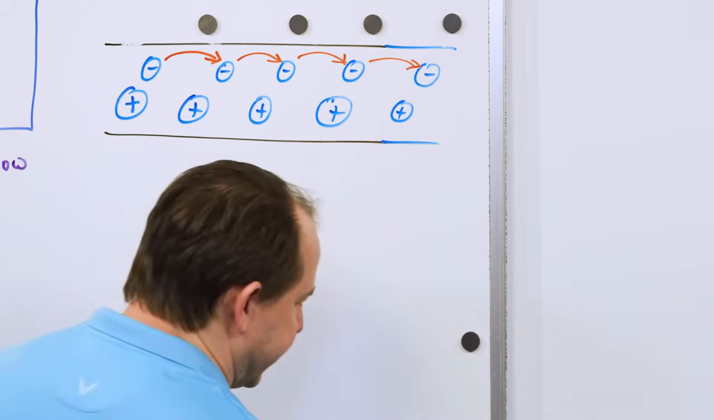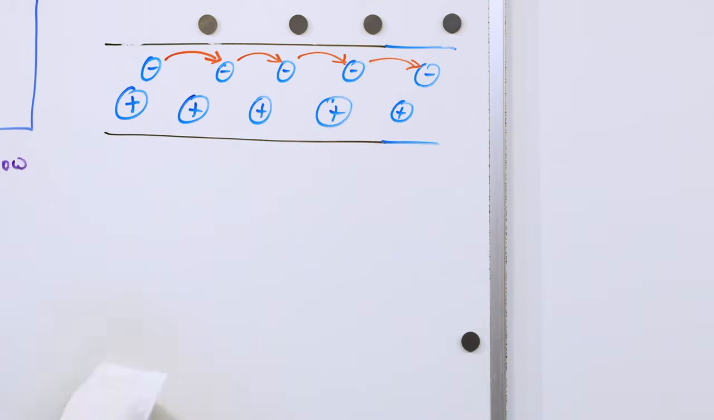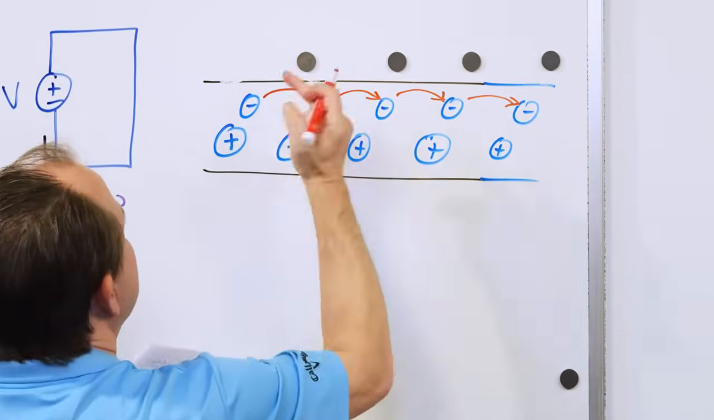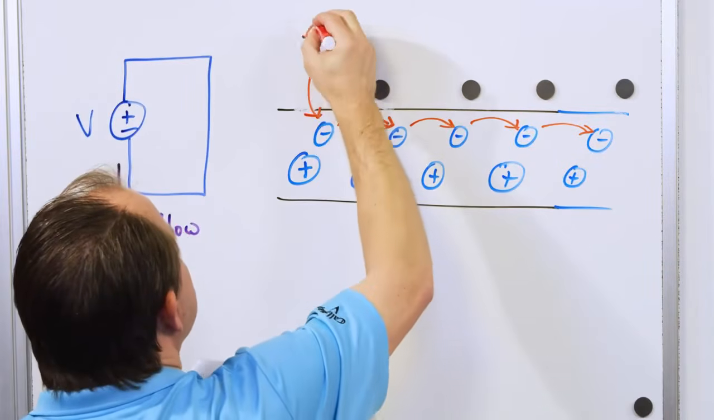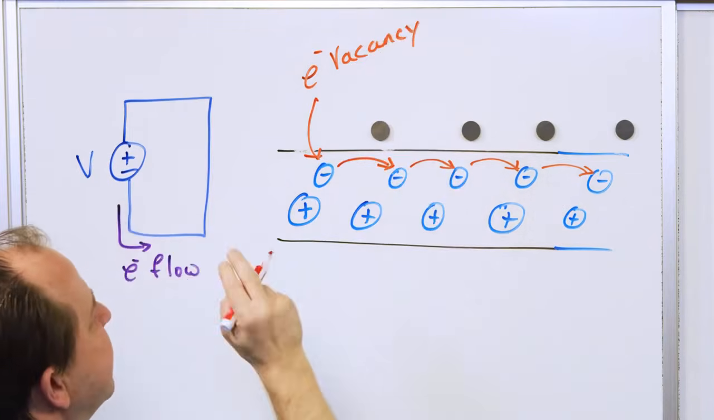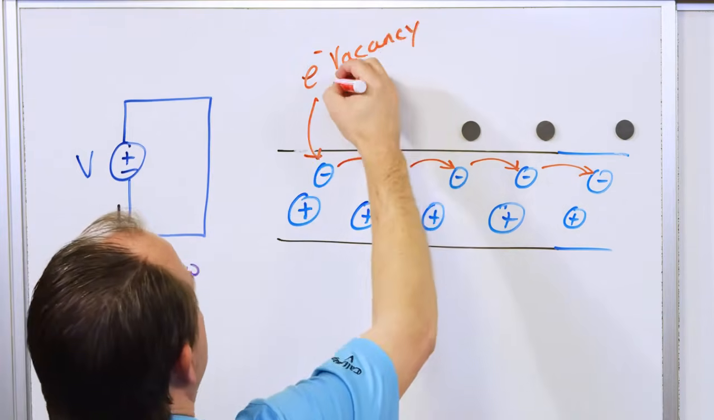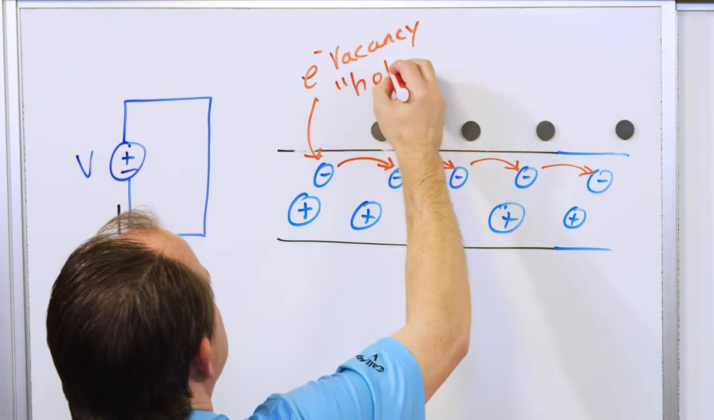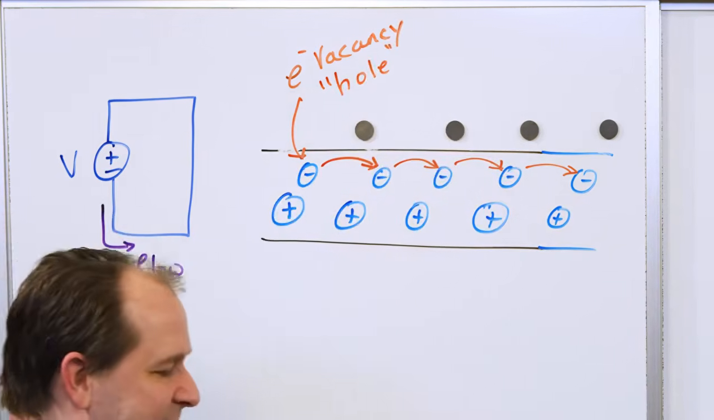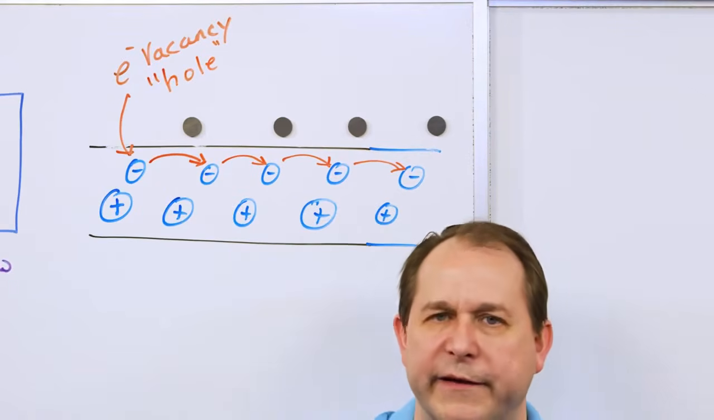One thing I want to tell you, though, is if you notice here, right at this point, once this one moves over here, this is an electron vacancy. You might say that since there's an electron missing, we can make up another word for this. We can call it a hole. Why do we call it a hole? Well, because once the electron's gone, there's a missing electron there, almost like a hole that you've dug there.